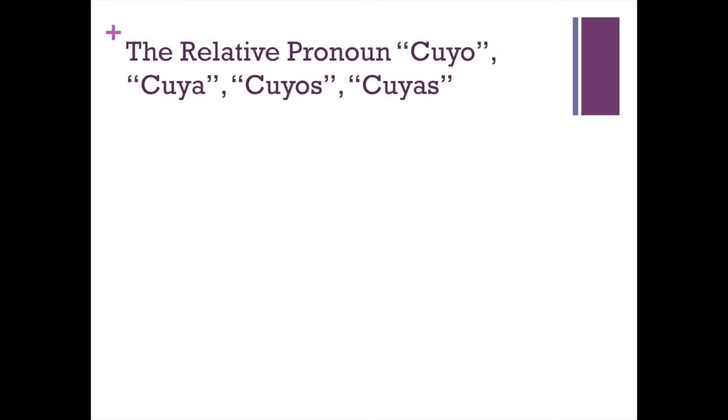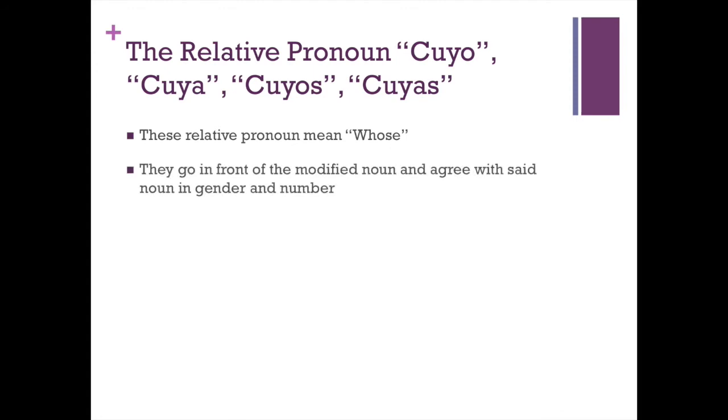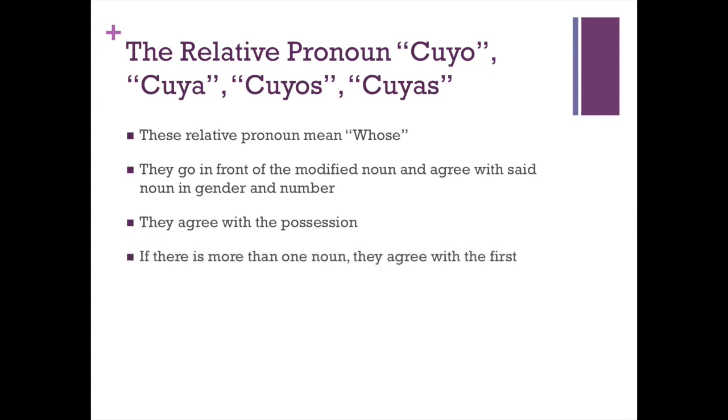The relative pronouns cuyo, cuya, cuyos, cuyas. These relative pronouns mean whose. They go in front of the modified noun and agree with said noun in gender and number. They agree with the possession. If there is more than one noun, they agree with the first. They cannot be used when whose is an interrogative word.